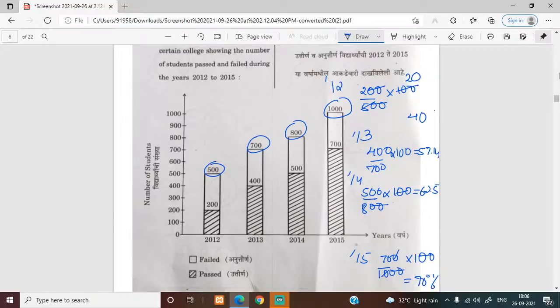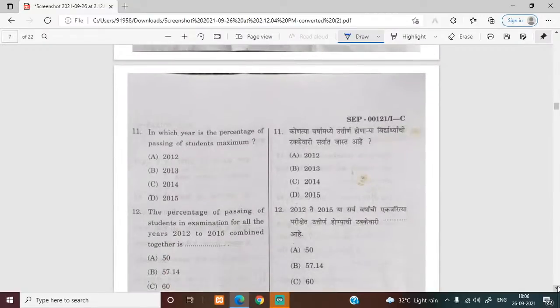Now students, tell me, in this question, which do you think is the maximum? 40, 57.14, 62.5, or 70? Clearly 70 is the right answer. So the maximum passing percentage was in the year 2015. I'll write here also: 40% students passed, 57.14, 62.5, and 70. So 70% students passed in 2015.